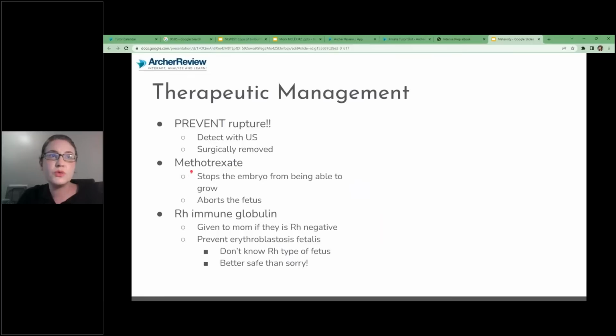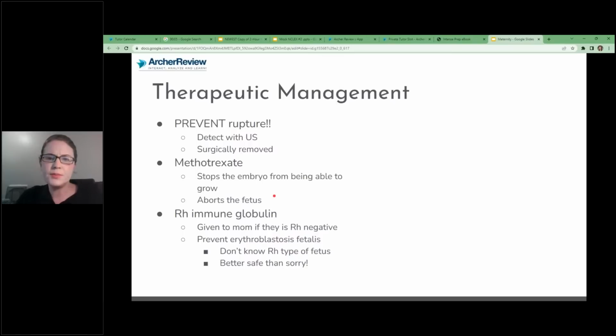So ideally, we want to prevent this from even getting close to rupture. We want to catch it when we can still give the medication methotrexate. Methotrexate is a medication that basically stops the embryo from growing, and eventually it will cause the fetus to be, or I'm sorry, the embryo to be aborted.